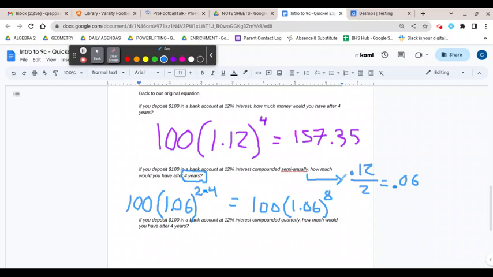So we're still getting 12% interest, but instead of getting 12% at the end of each year, we're getting 6% twice a year, okay? So instead of getting 12% 4 times like we did up here for 4 years, we're going to get 6% 8 times.